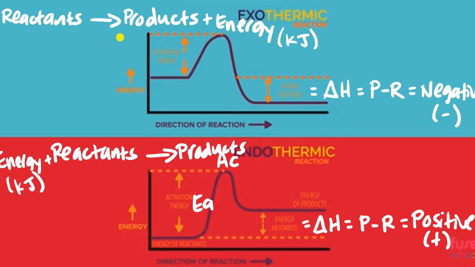So make sure in your notes you have the thermochemical equations written with energy on the appropriate side of the arrow. And you also know that delta H is products minus reactants. And for exothermic, it's going to give you a negative delta H. Endothermic, it's going to be positive.